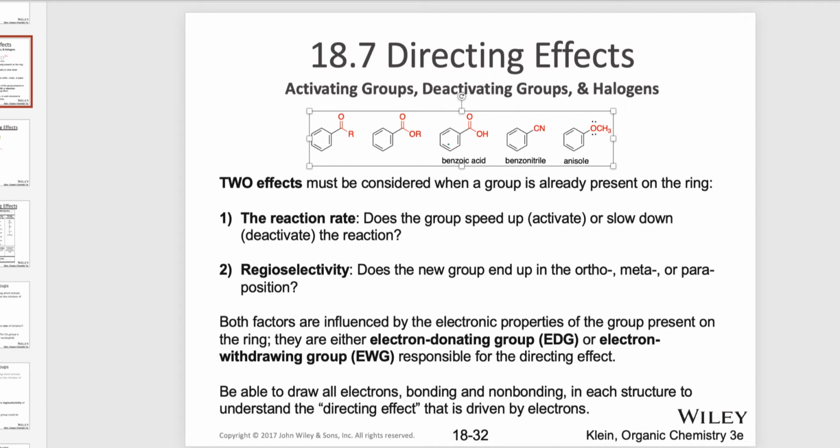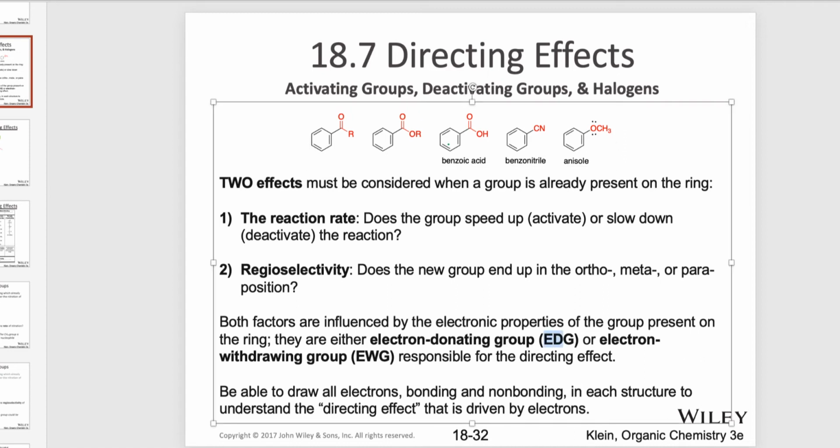Remember, this is all about, we have not just benzene here, we have a mono or di or tri-substituted benzene, and where would the new group come in with the conditions we learned about. Both of these factors are influenced by electronic properties of the group present on the ring. As I said, electron donating groups, which I abbreviate as EDG, or electron withdrawing groups are responsible for the directing effect. I have likened this to a movie set where we have the director who tells all the actors where they have to be and what role they play. It's kind of similar that way.